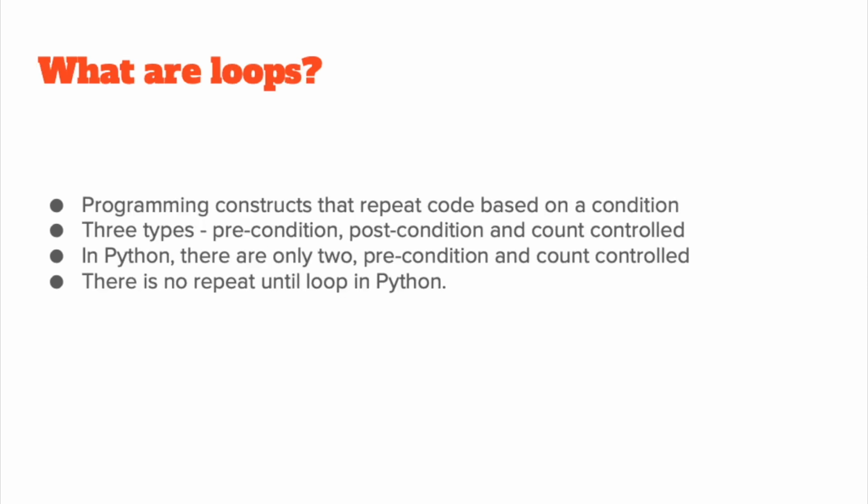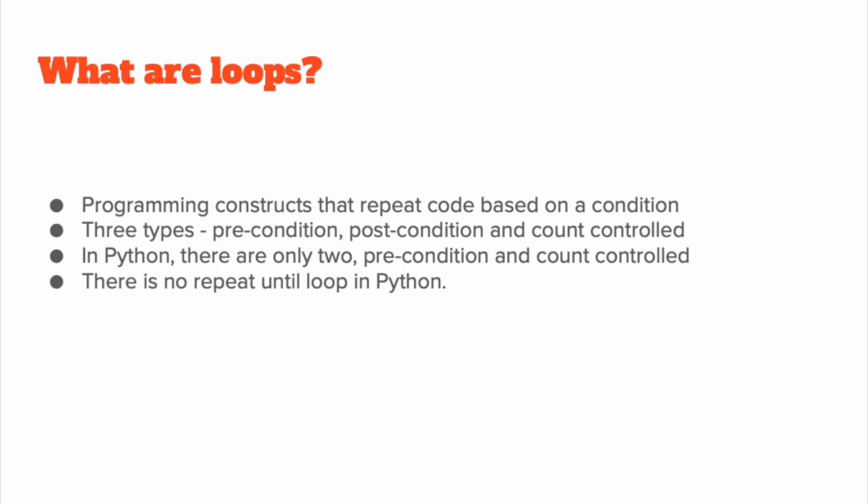So what are loops? Well, loops are programming constructs that repeat code based on a condition. And there are normally 3 types of loops: precondition, where the condition is checked before you run the rest of the code; postcondition, where you run the code at least once and then check the condition to see if you want to continue repetition; and count control loops, which run that code for a set number of times.